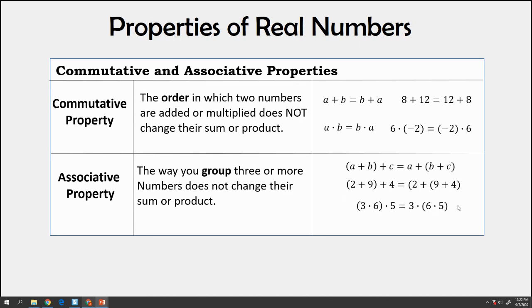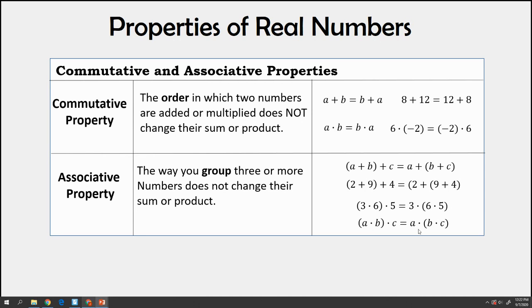Now, this also holds true with multiplication. So if I had 3 times 6 and then that answer times 5, it would be the same as 3 times 6 times 5. Okay, so again, as you look left to right, it goes 3, 6, 5, 3, 6, 5. The difference is I've grouped the 3 and the 6 on the left, I've grouped the 6 and the 5 on the right. So I changed the grouping.